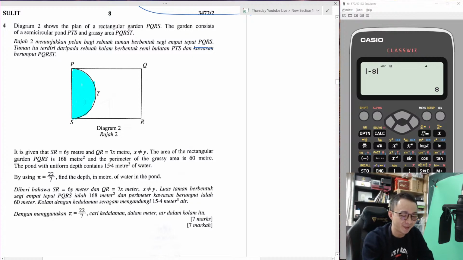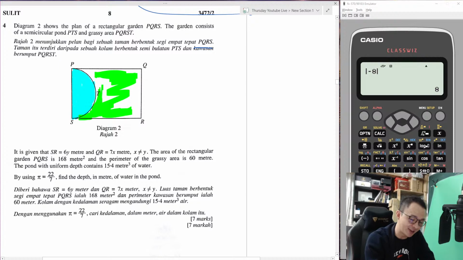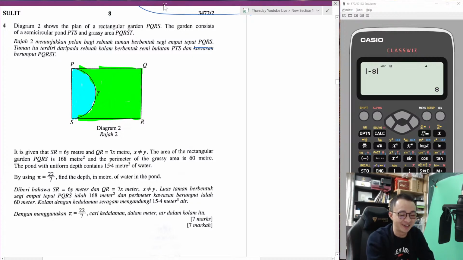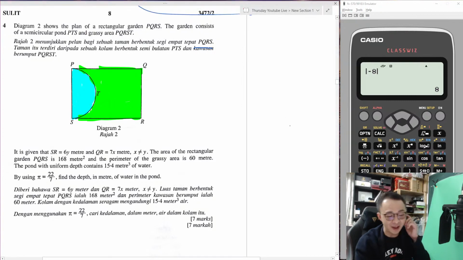And the glassy area, PQRST. So I believe here will be the glassy area. So let me just chill and color a little bit. But my coloring is a bit fail. But it doesn't matter. I'm a math teacher, I'm not an artist. Alright, but at least you get the idea. Okay, so over here we have some lengths. SR is 6y and QR is 7x.